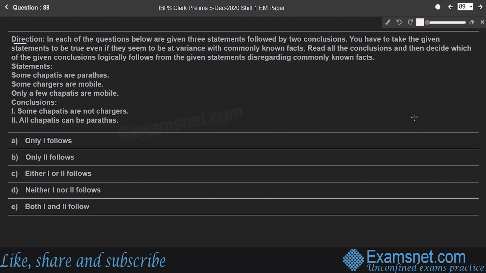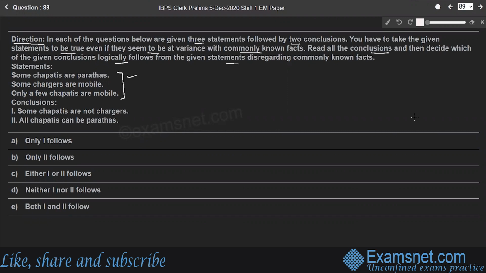Question 89. Here is the direction. In each of the questions below are given 3 statements followed by 2 conclusions. You have to take the given statements to be true, even if they seem to be at variance with commonly known facts. Read all the conclusions and then decide which of the given conclusions logically follows from the given statements, disregarding commonly known facts. Here are 3 statements.